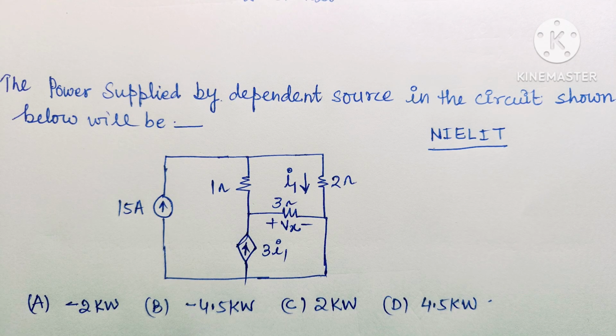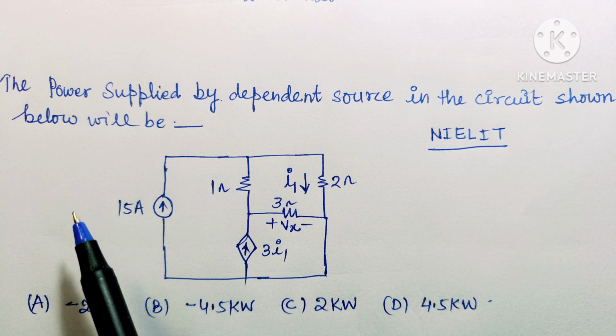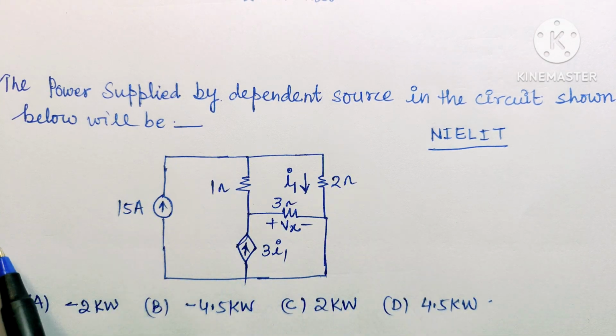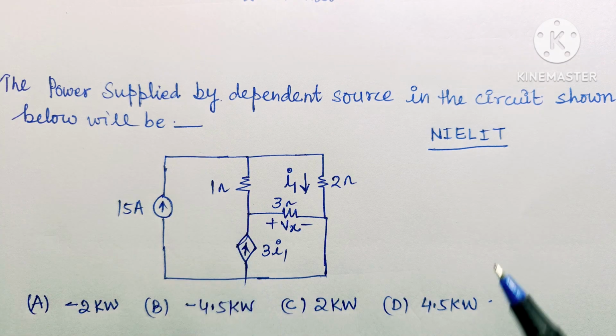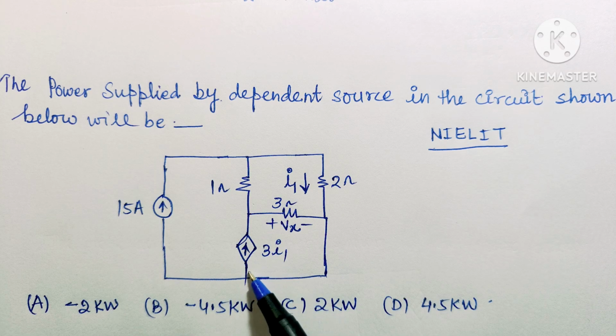Let us see a question asked in the NEET exam. This question is related to power supplied by a dependent source. It asks: the power supplied by the dependent source in the circuit shown below will be? The options are given in this question. Here, the power supplied by the 3I1 current source has been asked. Let us see how we can solve it.